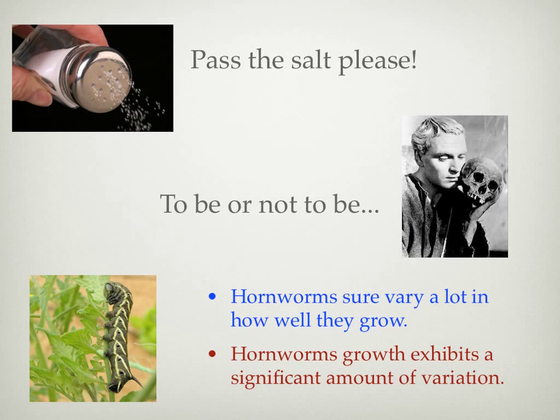Whereas statements like "hornworms' growth exhibits a significant amount of variation" are wanting to say something about hornworms universally or generally, not just about this little inchworm I'm holding in my hand. Science is going to use language to make objective and universally valid claims then. And the famous "to be or not to be" is an instance where language is being used to reflect on what it means to even exist.